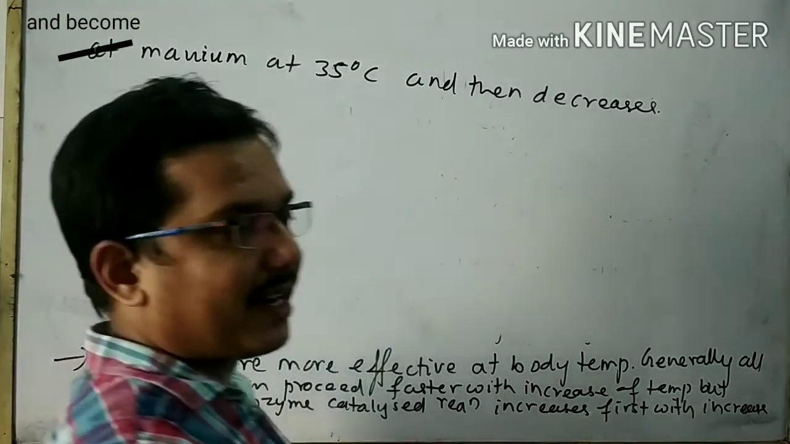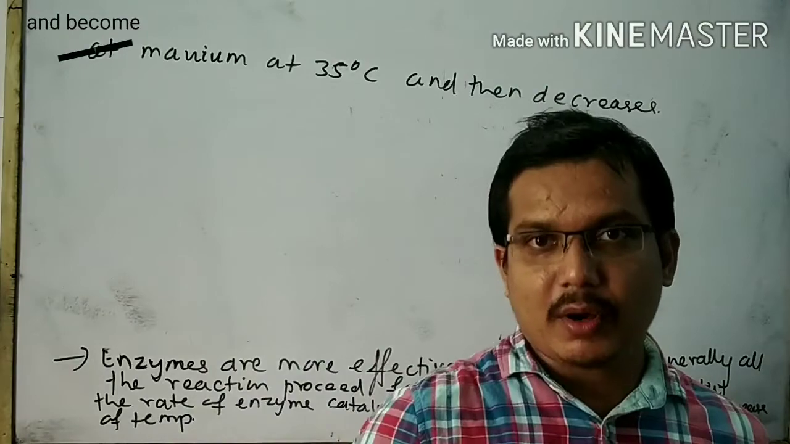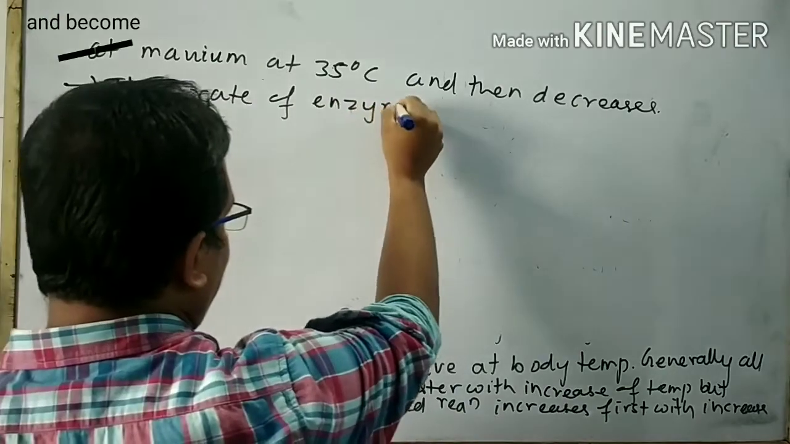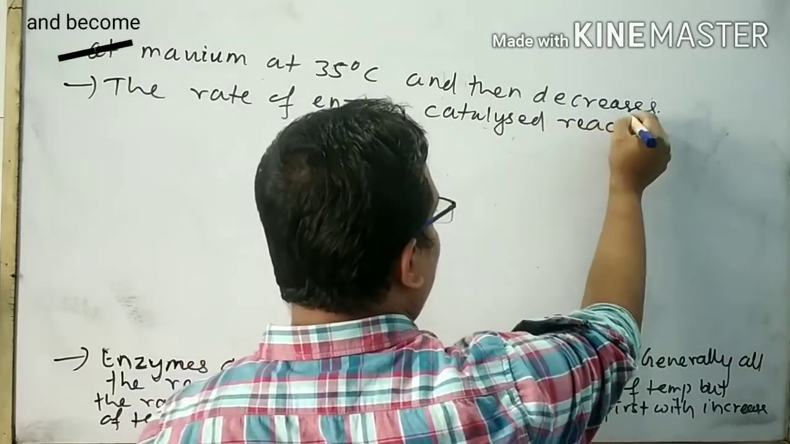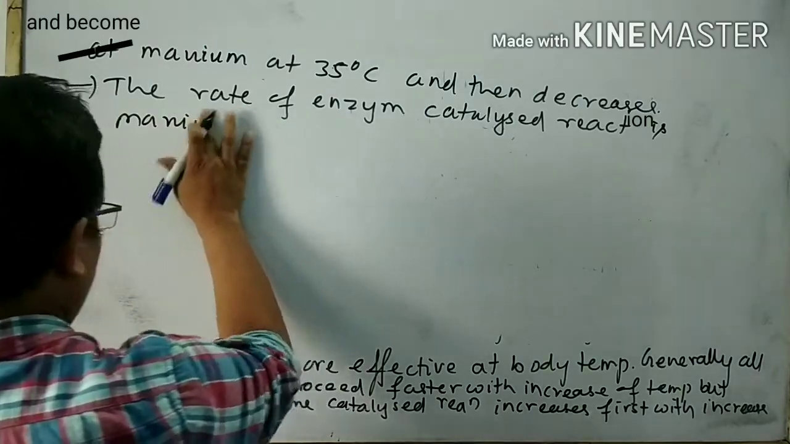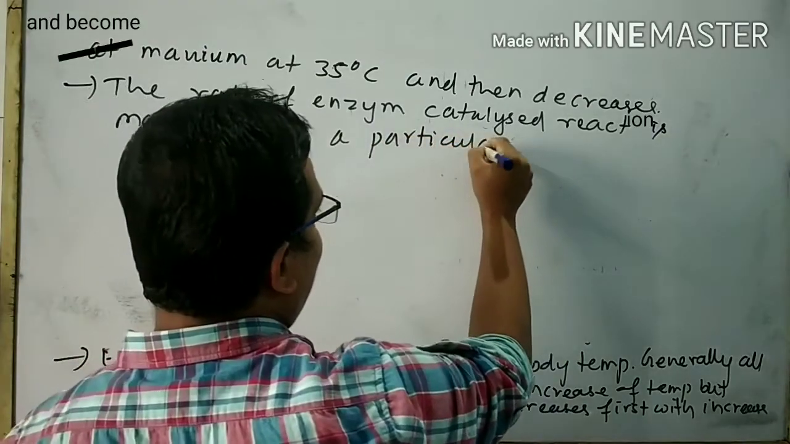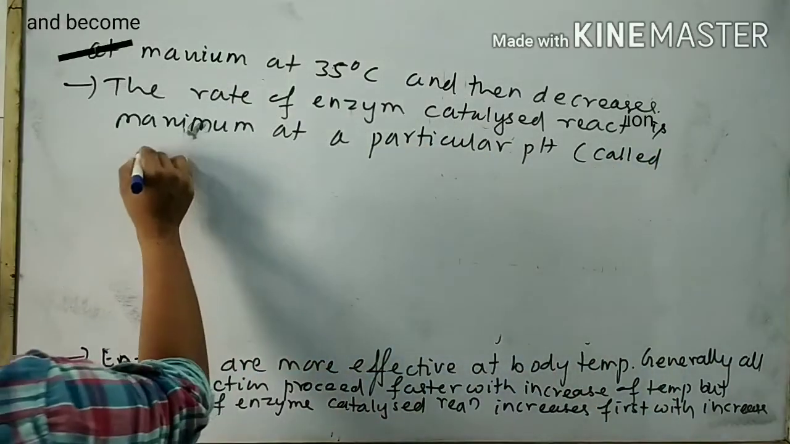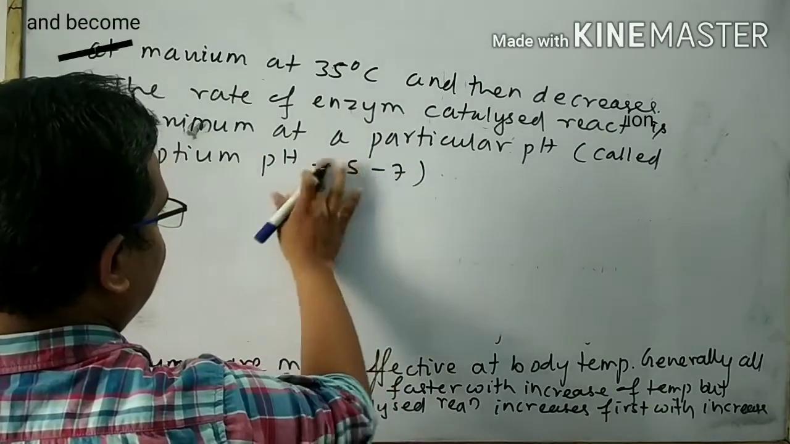The rate of an enzyme catalyzed reaction is maximum at a particular pH. That pH is called the optimum pH, and the pH is 5 to 7.